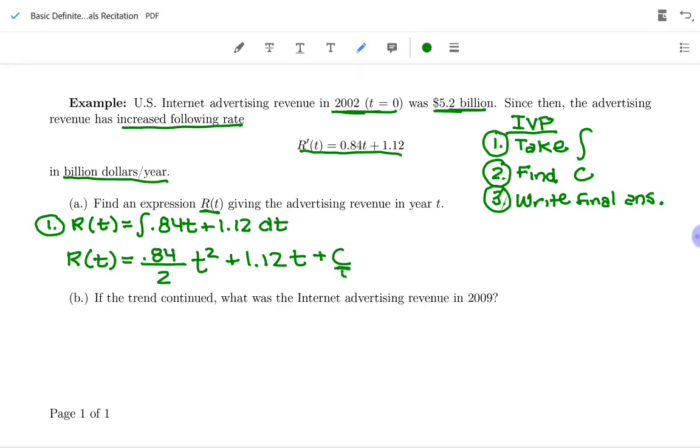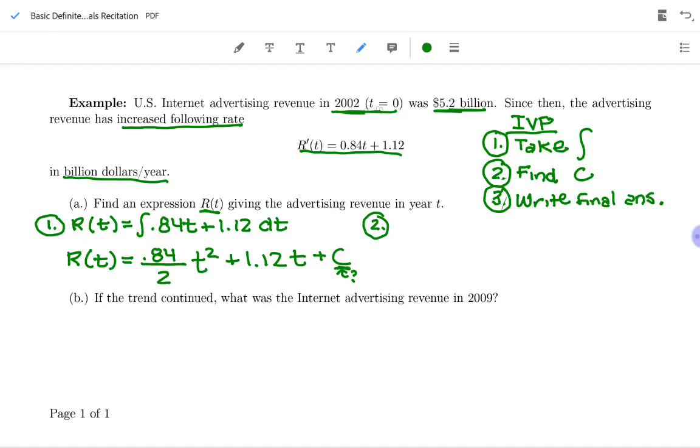So my second step is to figure out what is this value of c. So I'm either going to be given a point, if it's not a word problem, or in a word problem, I just have to figure out either using common sense or what's given to me. So I want to figure out the initial value c. Could there have been any revenue in this time 0? Does it say initially there was no revenue from advertising on the internet?